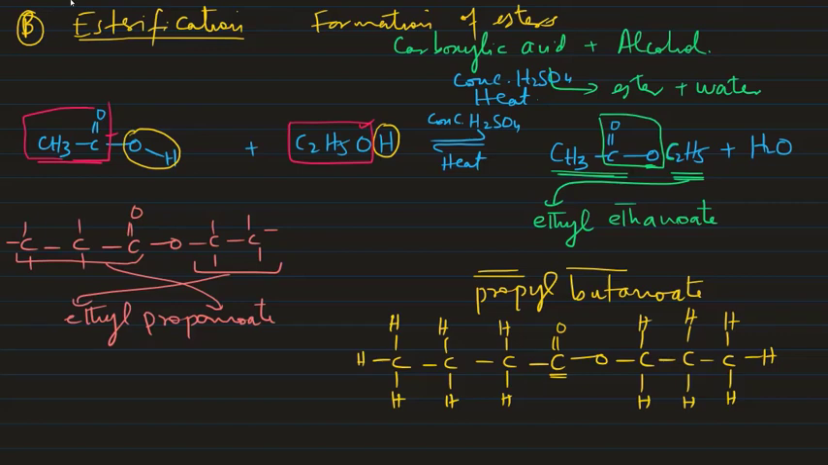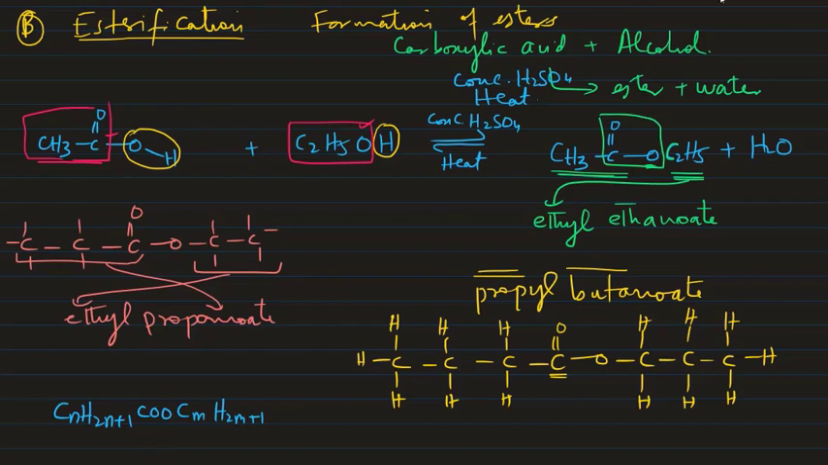Using these formulas, we can make the general formula for esters, which is CnH2n plus 1 C double O, and on the other side we can write Cm H2m plus 1, because we got 2 different alkyl groups. On the left side we got an alkyl group, and on the right side we got an alkyl group present in the esters.